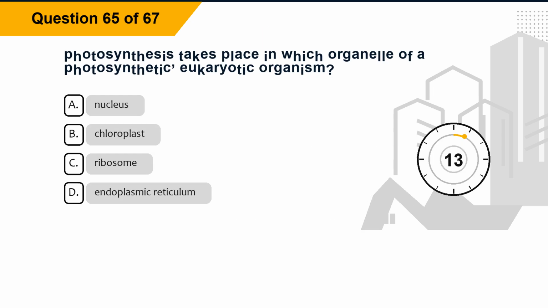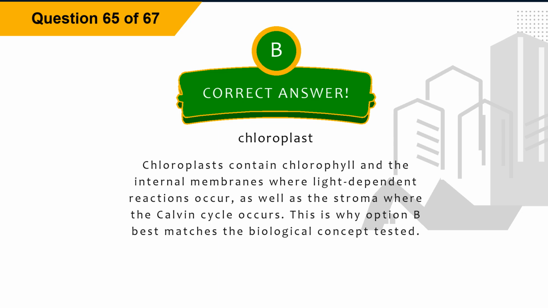Question 65. Photosynthesis takes place in which organelle of a photosynthetic, eukaryotic organism? Option A, nucleus. Option B, chloroplast. Option C, ribosome. Option D, endoplasmic reticulum. The correct answer is option B, chloroplast. Explanation. Chloroplasts contain chlorophyll and the internal membranes where light-dependent reactions occur, as well as the stroma where the Calvin cycle occurs. This is why option B best matches the biological concept tested.